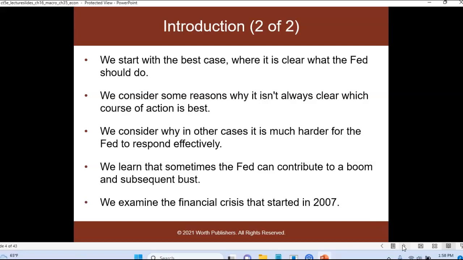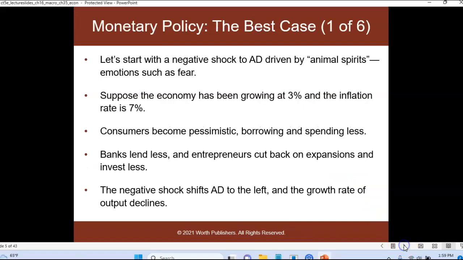We start by looking at and understanding the best case scenario. It's clear what the Fed should do. We consider some reasons why the Fed will want to do this. You'll notice that we consider what is much harder for the Fed to achieve. You'll notice that the Fed sometimes has to make decisions on how it can contribute to this bust and boom type of economic society.